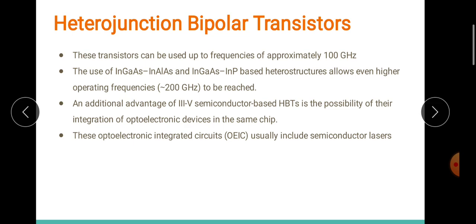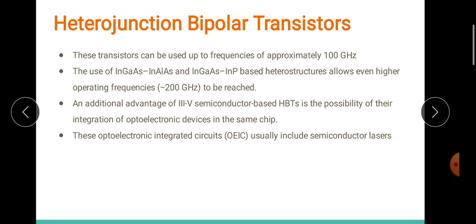And another feature of HBTs is that we can use these in various electronic and photoelectronic devices, and we shall see that in the coming sections too. Now we have seen what HBTs are and how they are different from BJTs, and we just said that the common material used for HBTs is aluminum gallium arsenide and gallium arsenide.